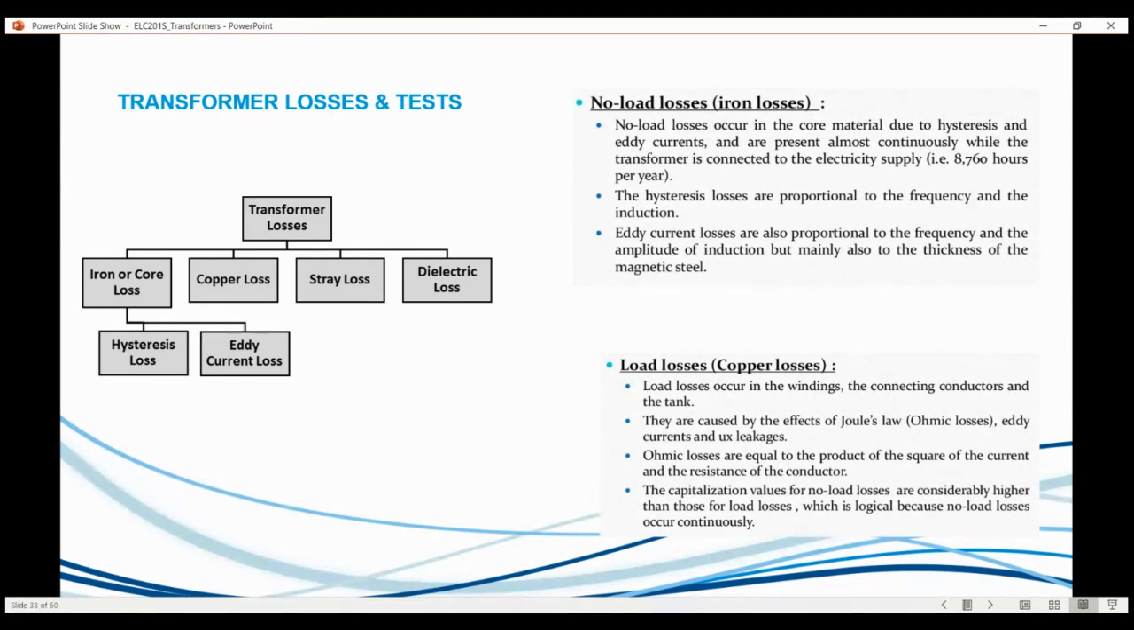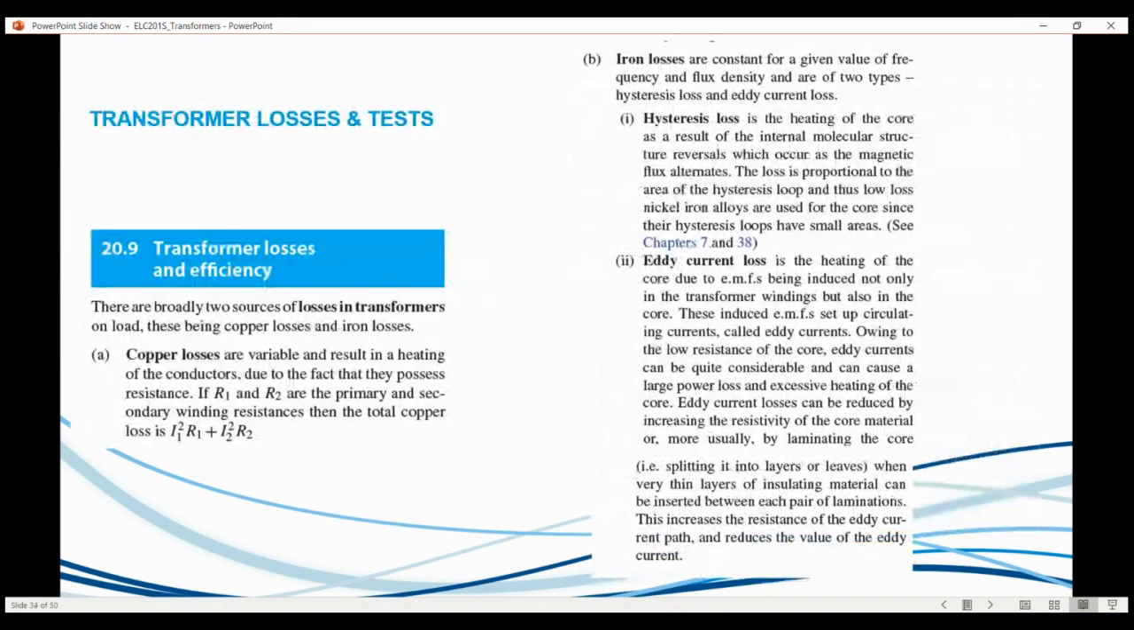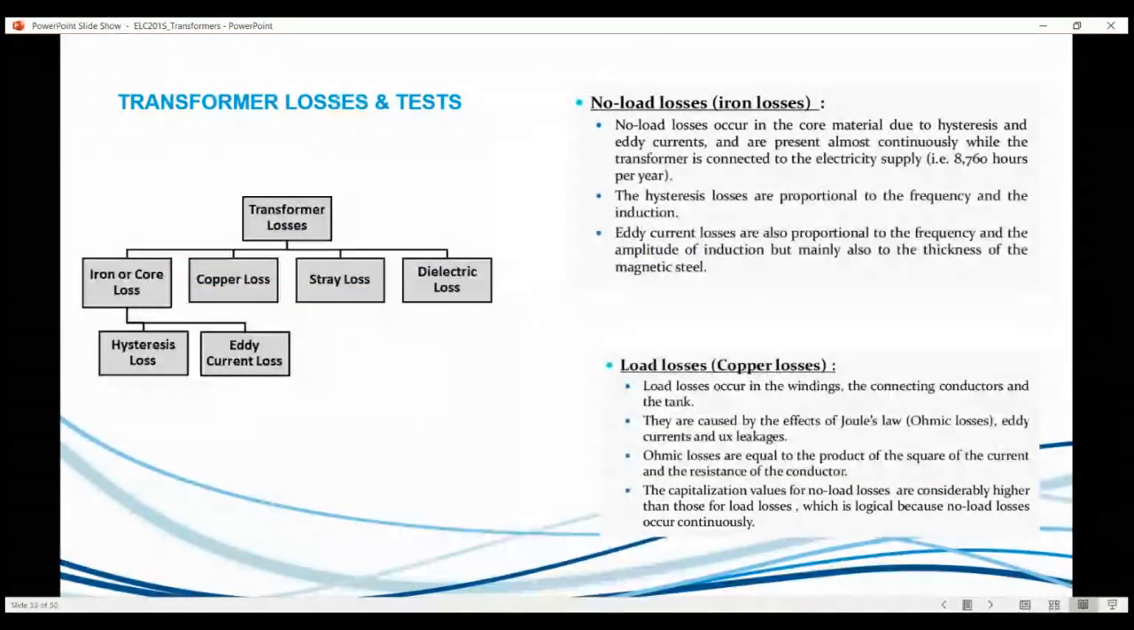Cool, so there are two kinds of losses under the iron core losses. Furthermore, above that, we group particularly the iron losses and call them the no load losses, and we'll talk about that. They are broken into the two I just mentioned, and they basically occur due to the core material. Essentially, it's the core losses. That's what it is.